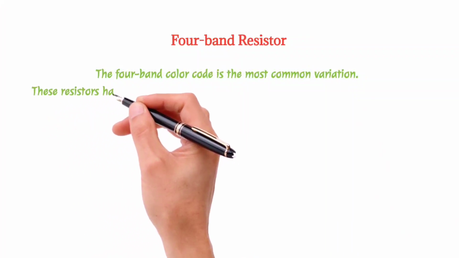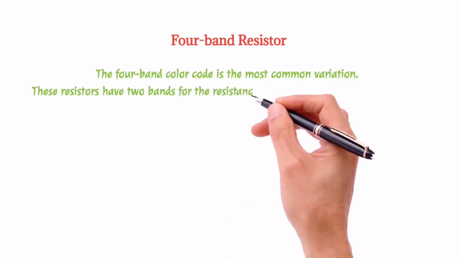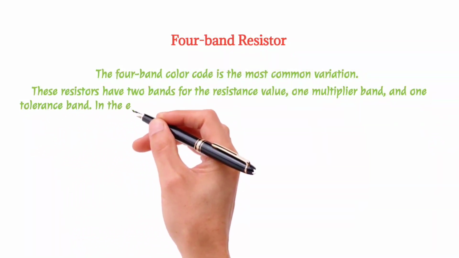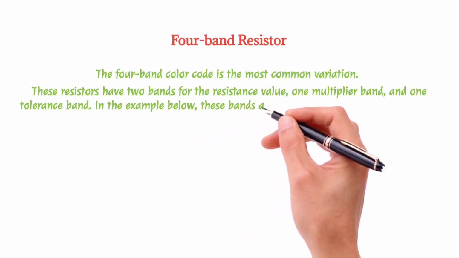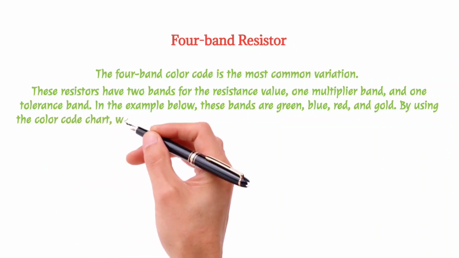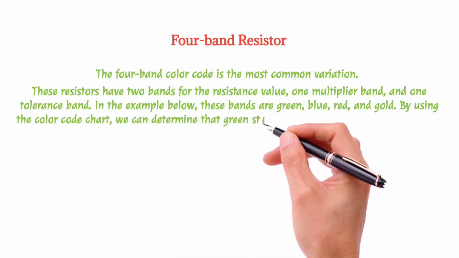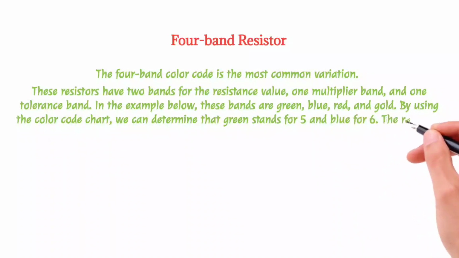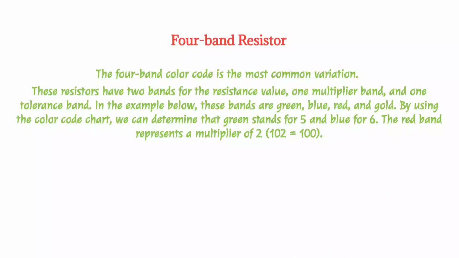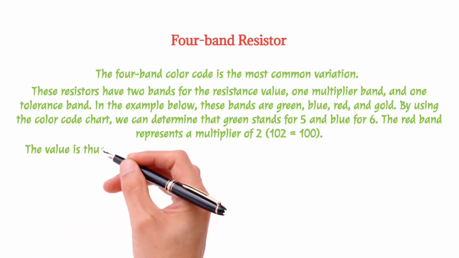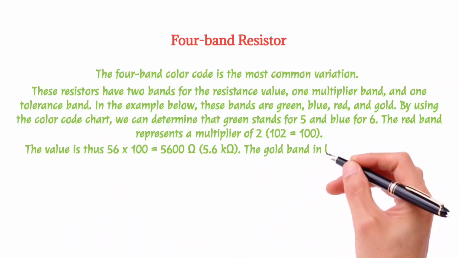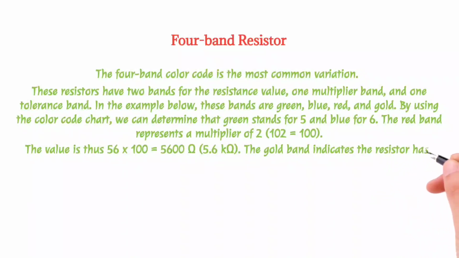These resistors have 2 bands for the resistance value, 1 multiplier band, and 1 tolerance band. In the example below, these bands are green, blue, red, and gold. By using the color code chart, we can determine that green stands for 5 and blue for 6. The red band represents a multiplier of 10 to the power of 2, which is 100. The value is thus 56 multiplied by 100 equals 5600 ohms, 5.6 kilo ohms.